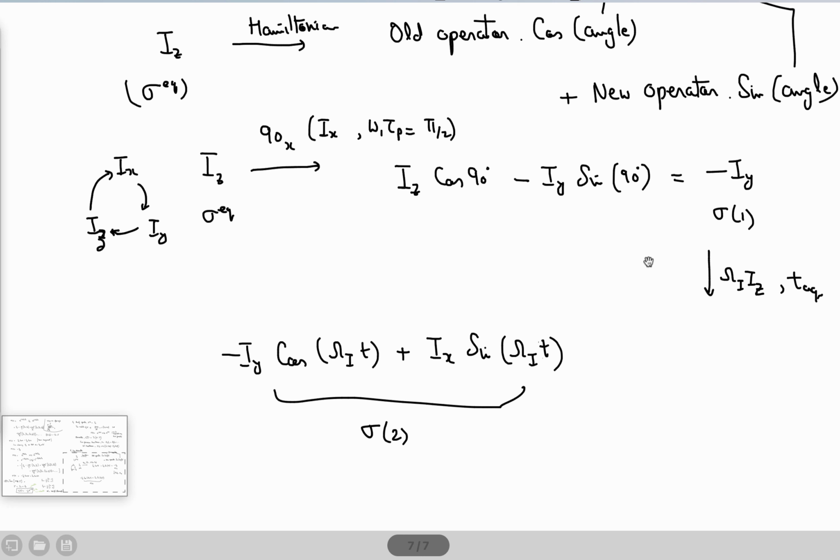Okay, so I think that is all for today, and I hope that the one-pulse experiment is very, very clear in your heads. In the next lecture we'll look at multiple spin systems, and we'll also introduce the spin coupling Hamiltonian. That is all for today. Thank you.